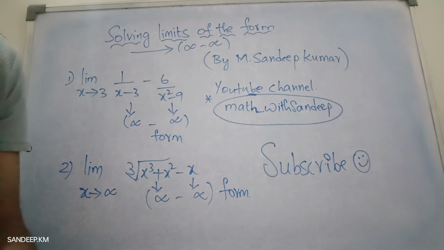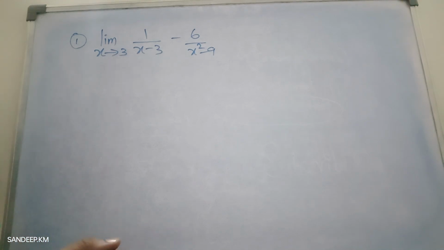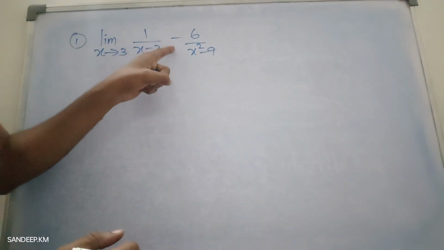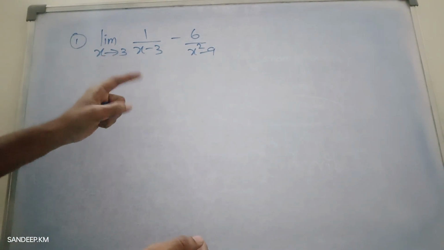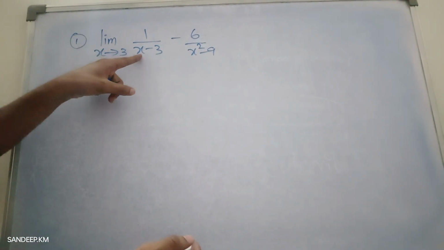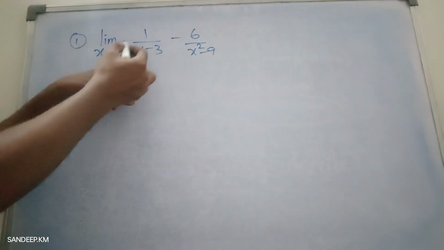So we'll continue. Here is the first question. Limit x approaches 3, 1 by x minus 3 minus 6 by x square minus 9. So first of all, if I go for direct substitution, what happens? If I substitute x as 3 here, I'll get 1 by 3 minus 3, 1 by 0.